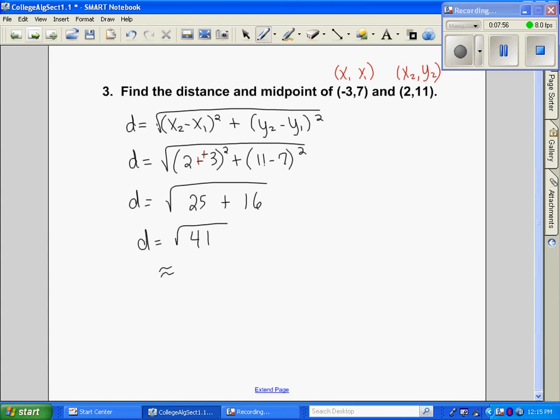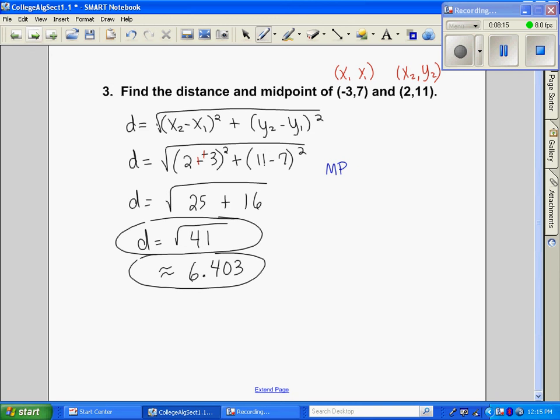It's also, if you put that in your calculator, approximately 6.403. This is our distance. Sometimes they'll give it as a radical, and sometimes they will ask you to look for the decimal value.